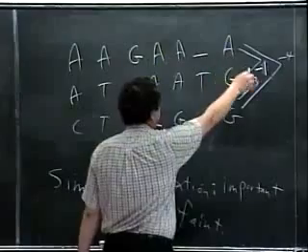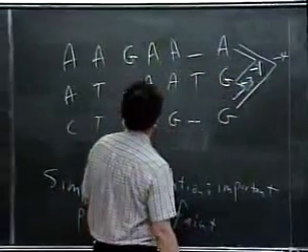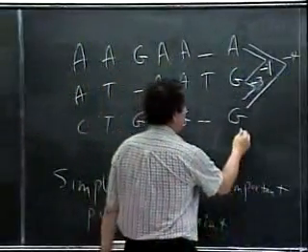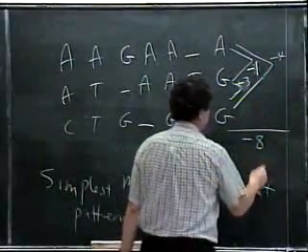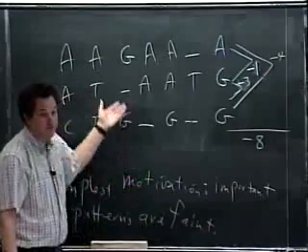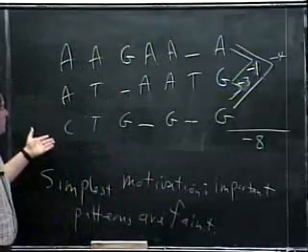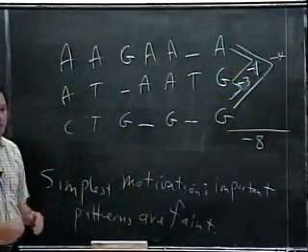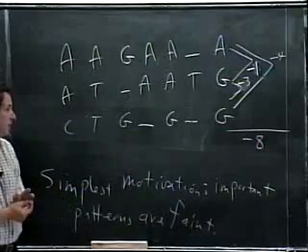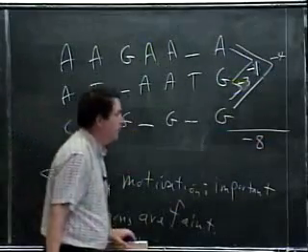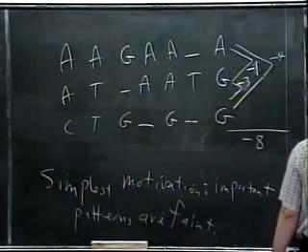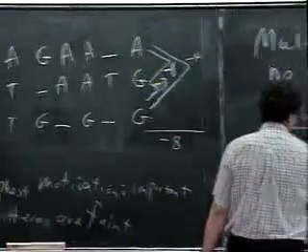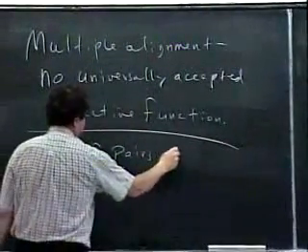Well, now that I have each pair evaluated this way, then I would sum up those -5, -8. So the goodness or the badness or whatever, the score for this particular multiple alignment is, in this case, -8. Okay? So this is what's called a sum of pairs objective.